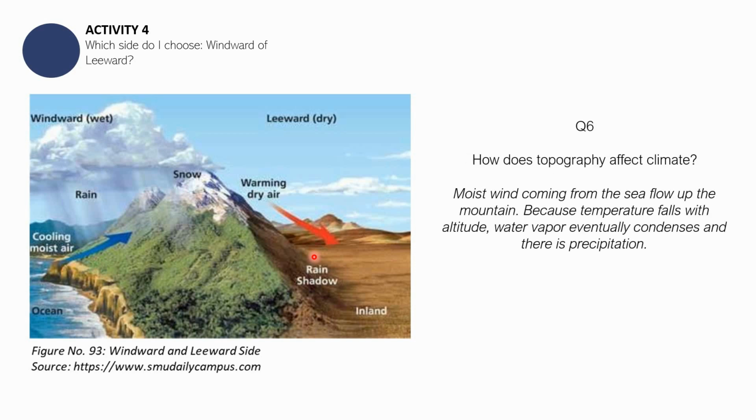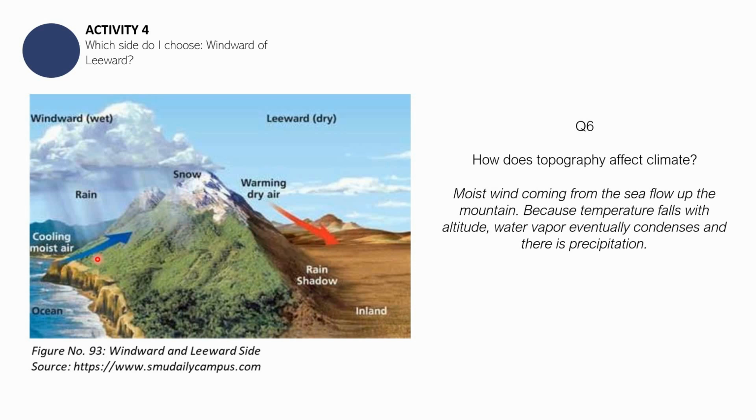Okay, so now we proceed with question number 6. How does topography now affect climate? Moist wind coming from the flow goes up the mountain because temperature falls with altitude. Water vapor eventually condenses and there is precipitation. Nagkakaroon ng ulan dahil nga dun sa pag-condense nung gaseous water into liquid. Ayan. So, ano yung ibig sabihin natin by topography? It is a general lay of the land.